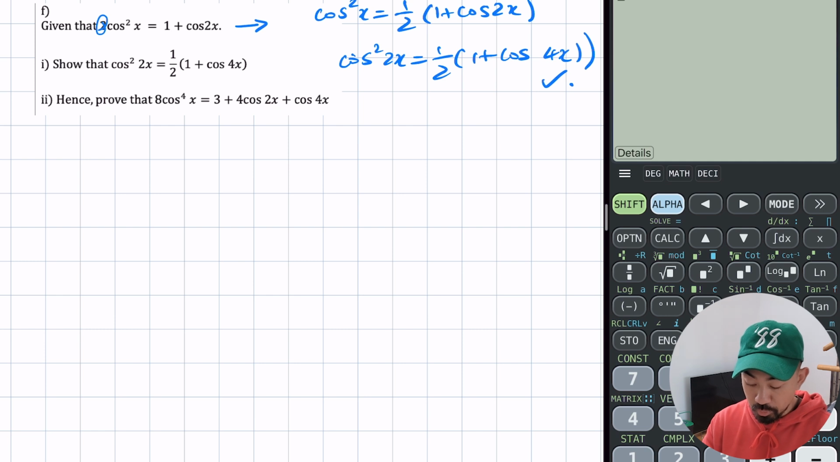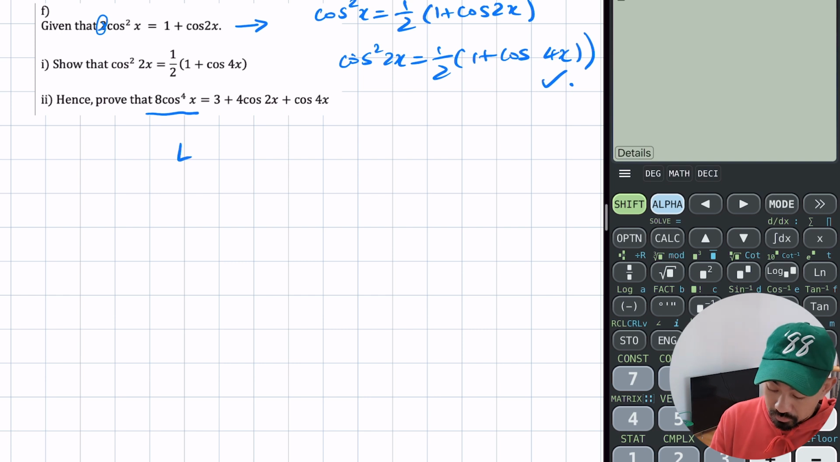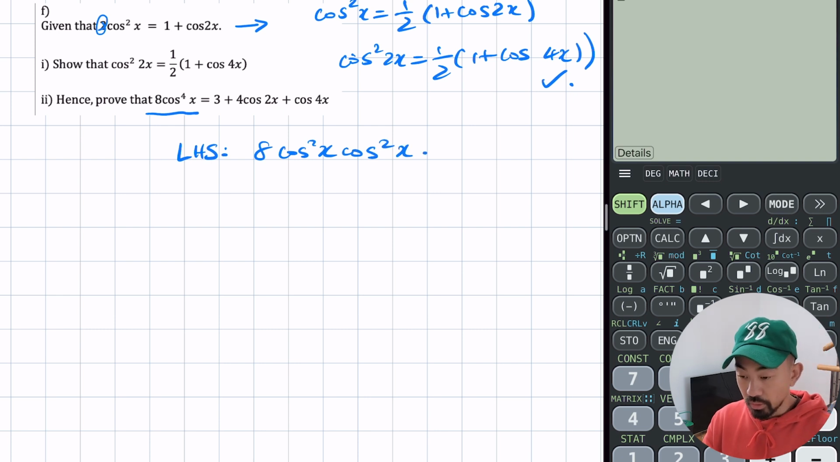Okay, hence prove that 8 cos to the power of 4 x is equal to 3 plus 4 cos 2x plus cos 4x. Okay, so what you need to do here is actually need to split the left-hand side up. Now, once again, there's probably many ways to do this, but let's just do it this way. This is how I did it. Okay.